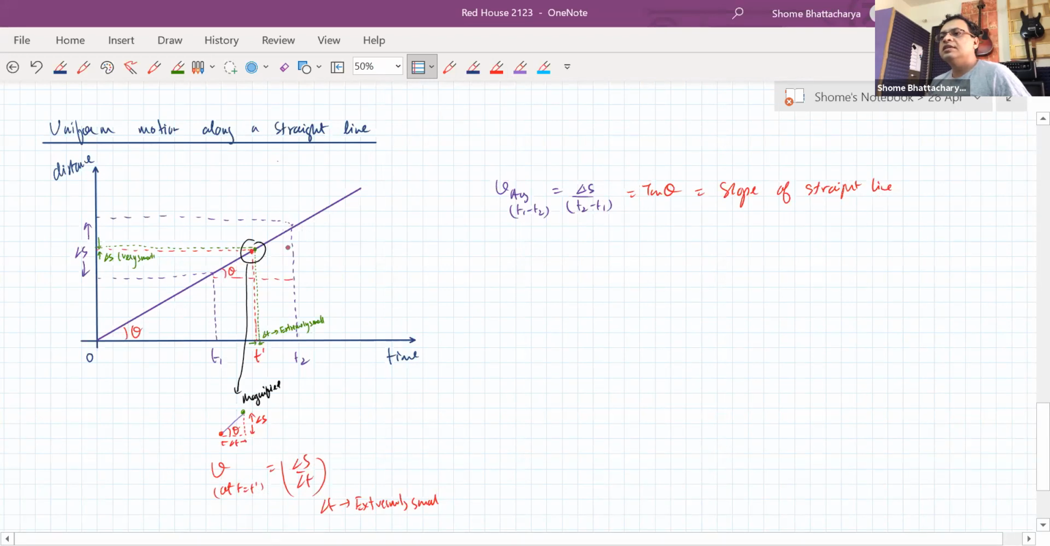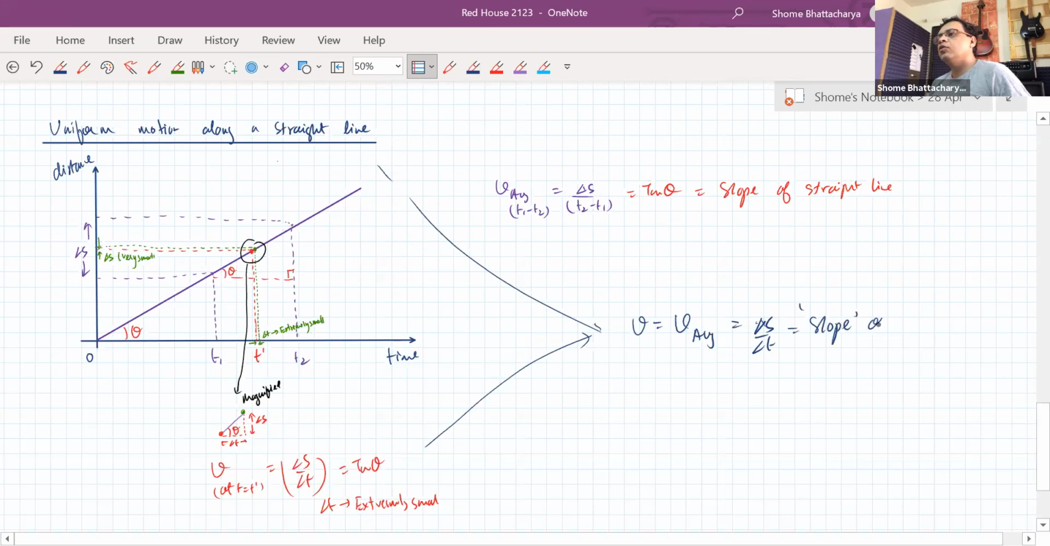Just like this triangle will have the same theta as any other triangle, that extremely small triangle over there will also have the same theta. It will have the same inclination, so this will also be tan theta. So what can we then say about uniform motion along a straight line? Instantaneous speed is equal to average speed is equal to delta s by delta t, which is nothing but the slope of the distance time graph.